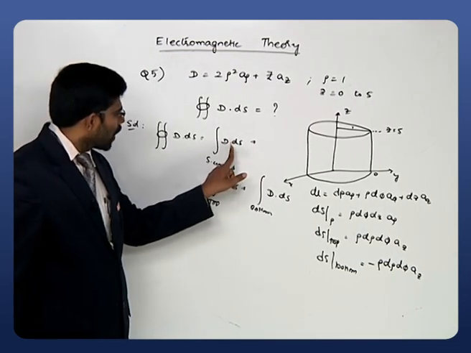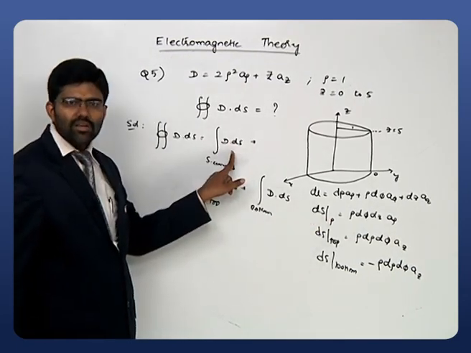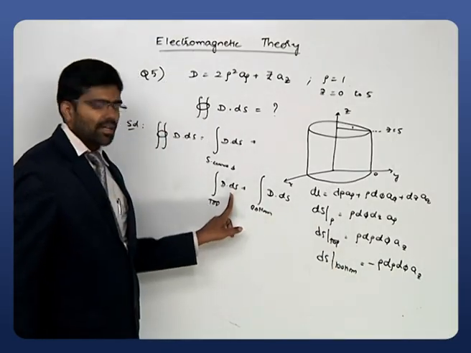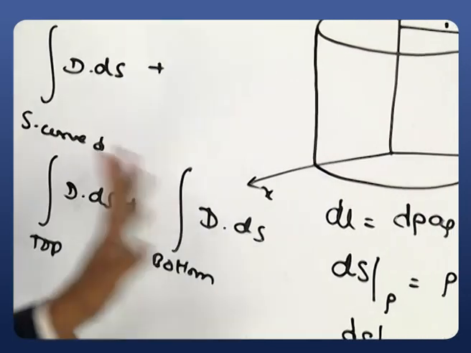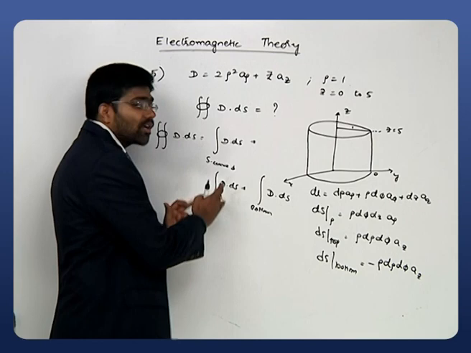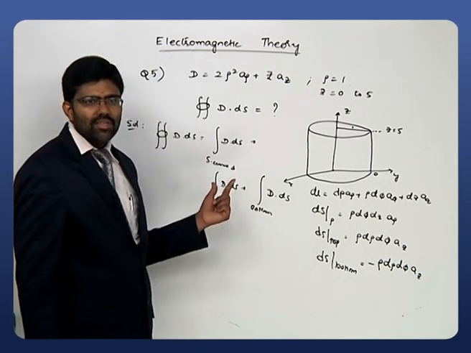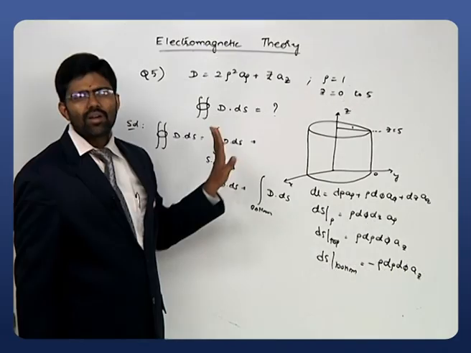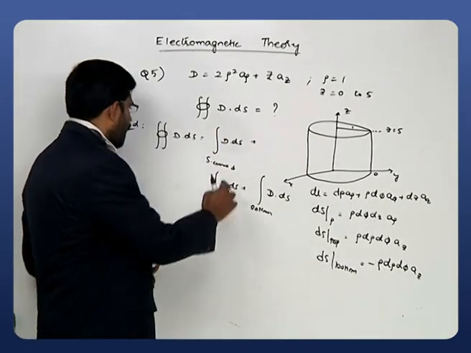So D dot ds we need to consider here for the curved surface, D dot ds we need to substitute here. And while integrating this one, we need to take a double integral. Since it is a surface integral, a double integral with the values which are given in our problem will give you the answer. We will solve that one by one.